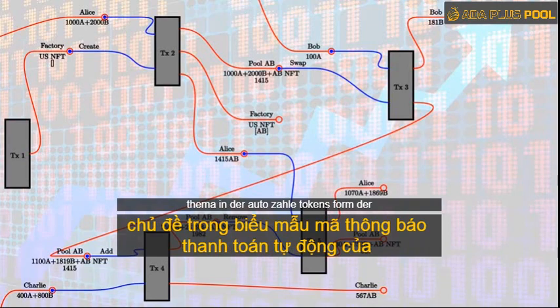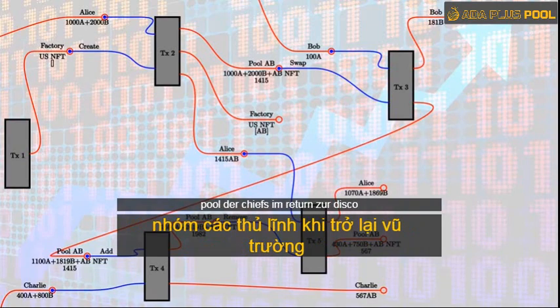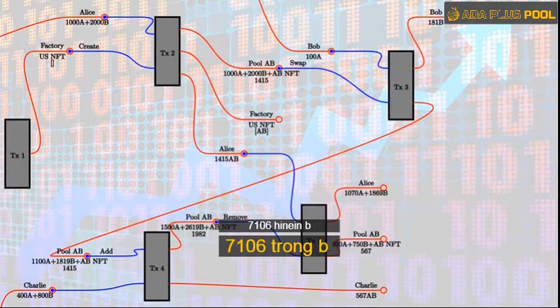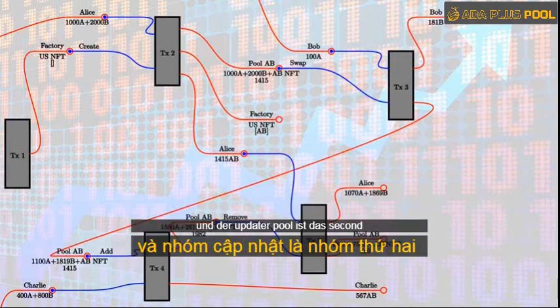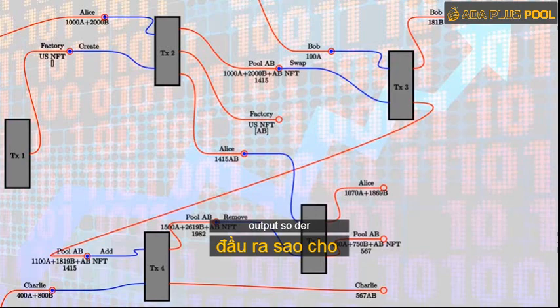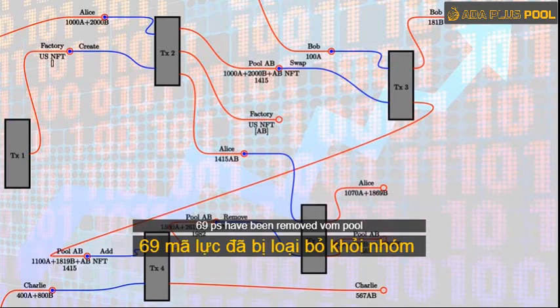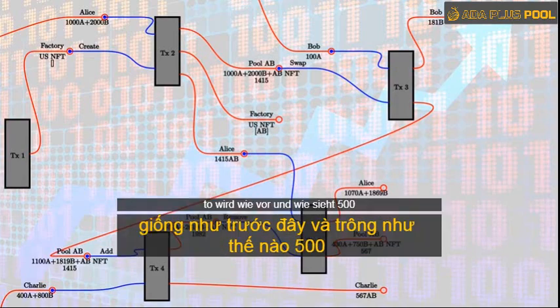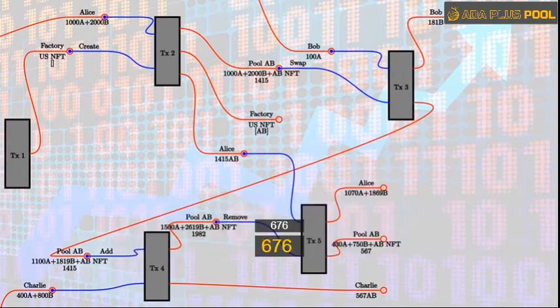And the outputs are the tokens from the pool that she receives in return. So in this case, she would get 1070A and 1869B. And the updated pool is the second output. So the 1070A and 1869Bs have been removed from the pool. And the datum has been updated, so the 1415 liquidity tokens that Alice burned are now subtracted from the 1982 we had before, and we see that 567 are remaining, which are exactly those that Charlie owns.